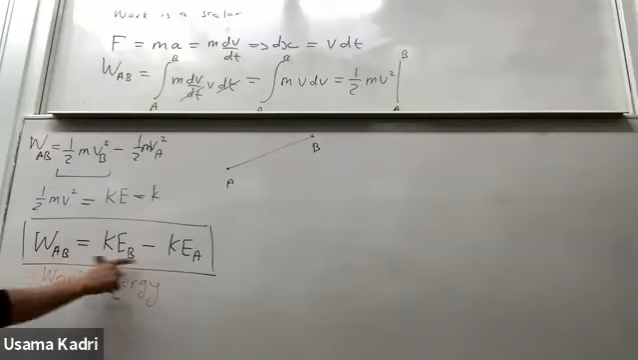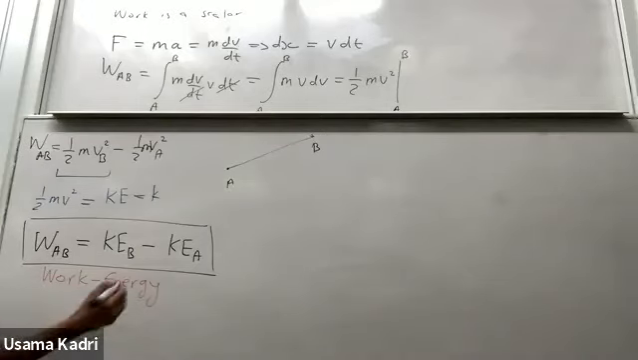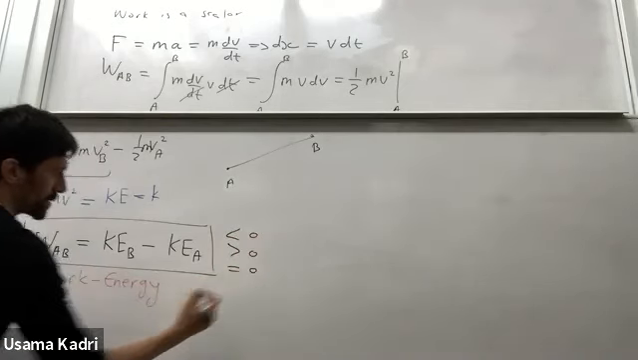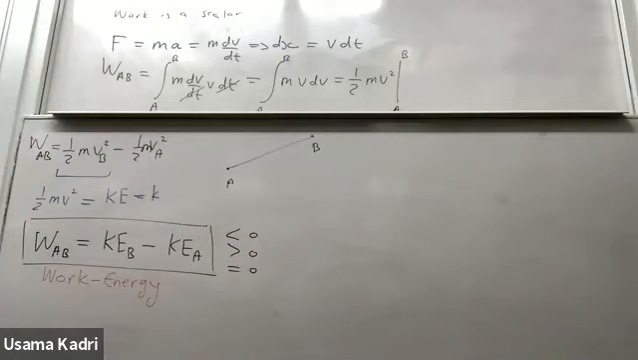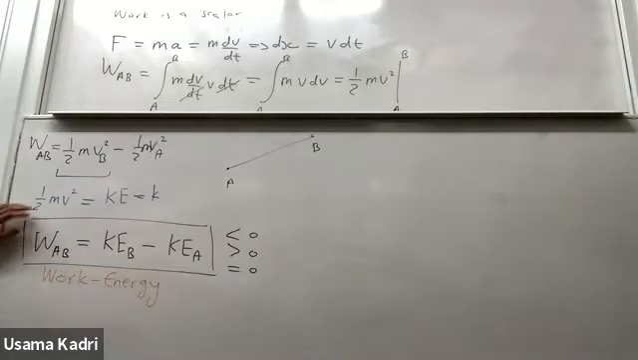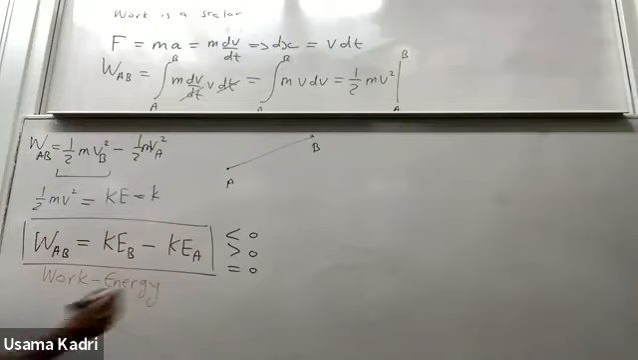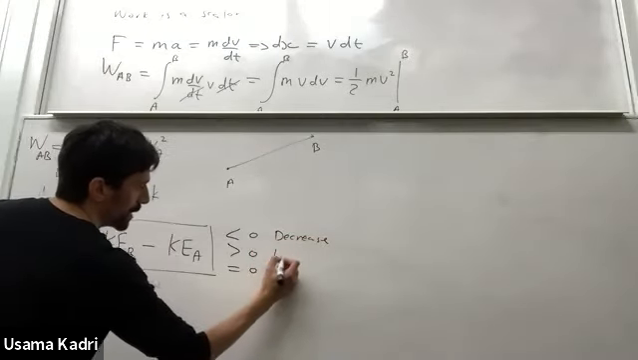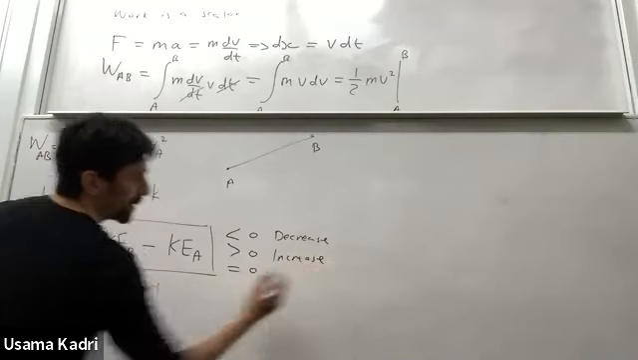Note that the work can be smaller than 0, larger than 0, or equal to 0. When it's equal to 0, it means there is no change in the kinetic energy in the system. When it's smaller than 0, it means there's a decrease in the kinetic energy, right? The decrease, and this would be an increase in kinetic energy.